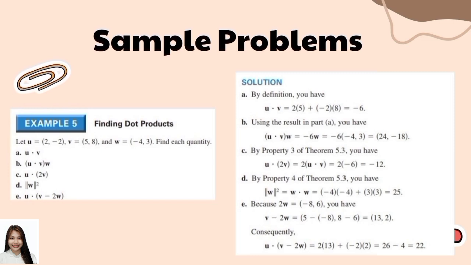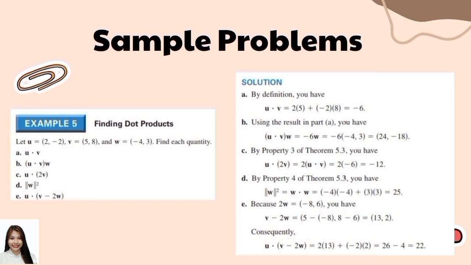Using the result in part A, (u · v)w = -6w = -6 times (-4, 3) = (24, -18). By property 3 of Theorem 5.3, u · 2v = 2(u · v) = 2 times -6 = -12. Next is by the property of 4.